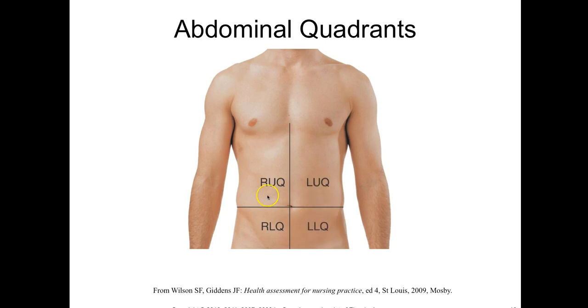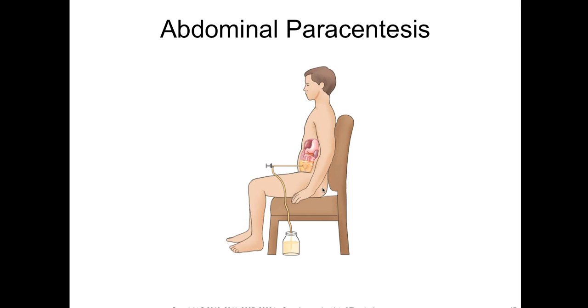And the reason that we use these quadrants is to identify and have an idea of where somebody is maybe having some pain, and then we can zero in on what the organs in that area are and figure out what the diagnosis would be.